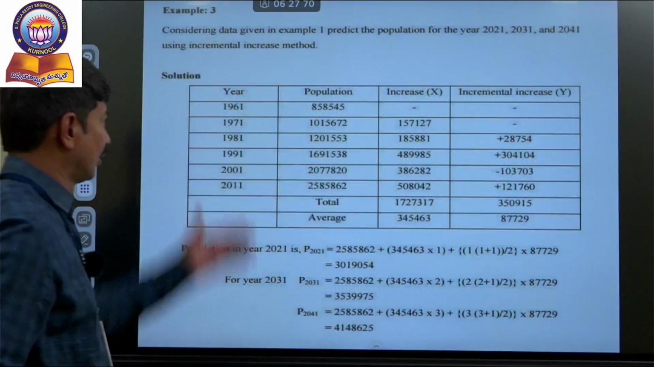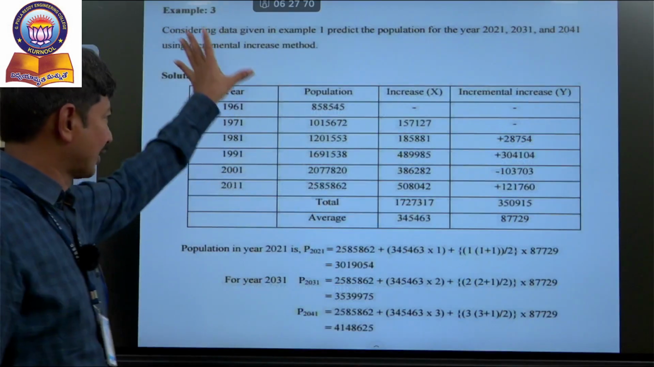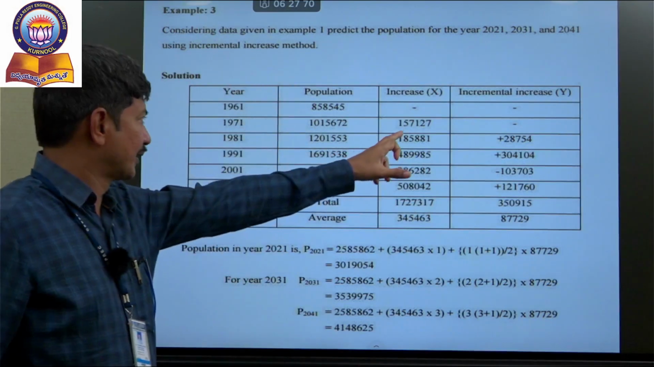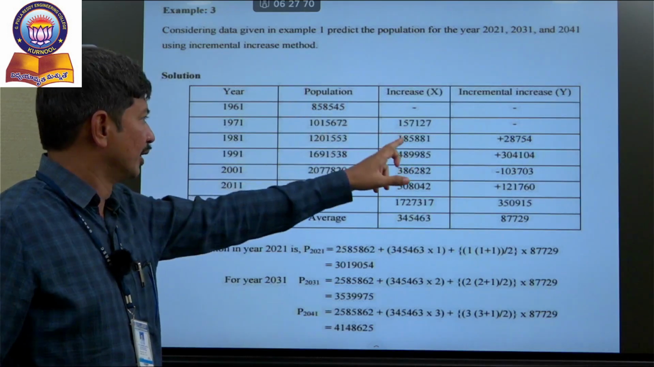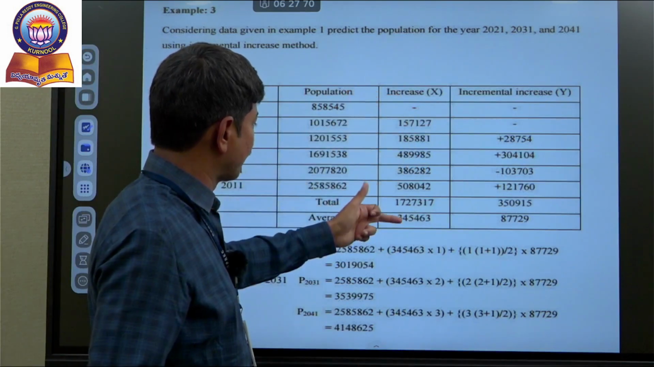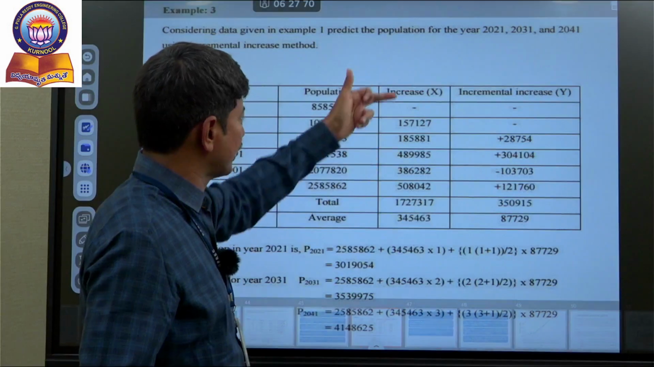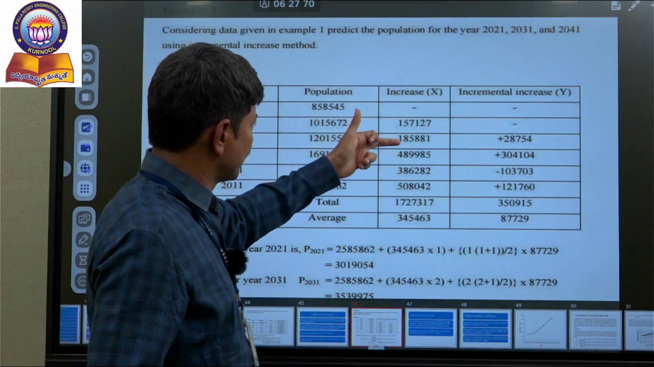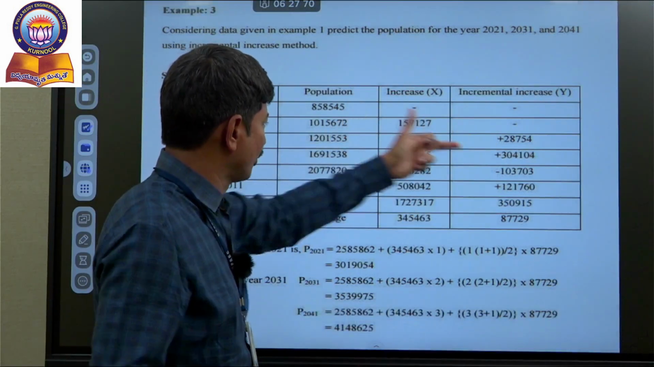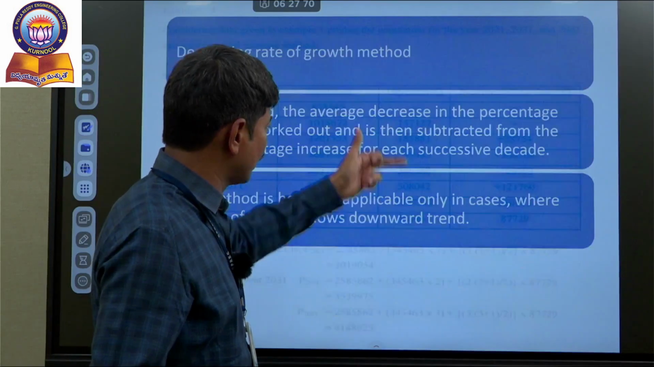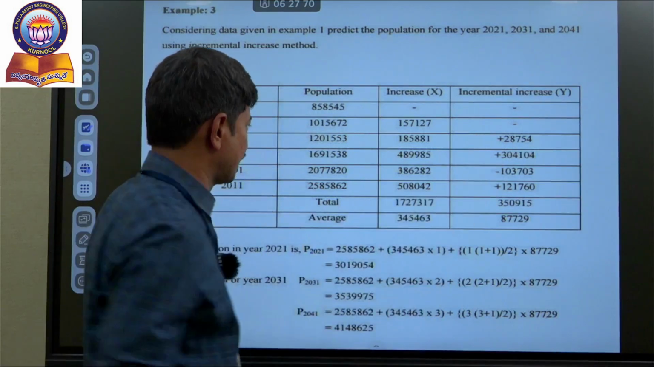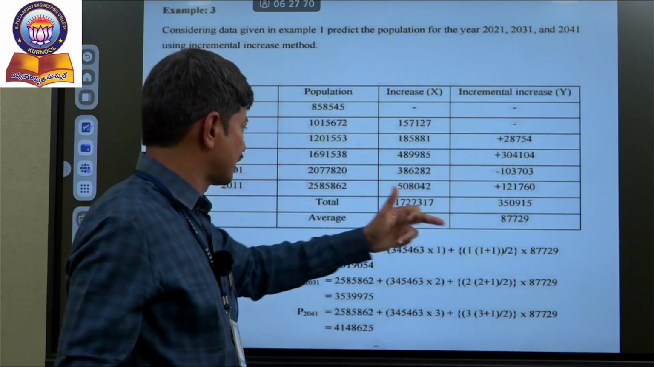There are some problems, very simple. This is the same as the arithmetic increase method. What is the increase in population every decade? In the incremental increase method, we already have the increase in population, and how much is the incremental increase? We just subtract. In this one, how much is the increase, from this one how much is the increase, from here is it increasing or decreasing? This population is decreasing, so the incremental increase is decreasing, like that.